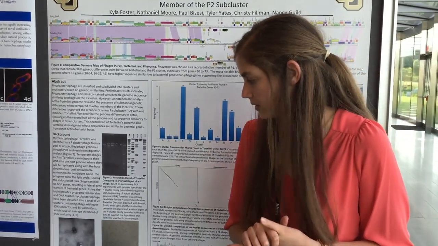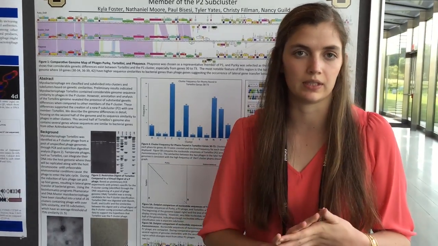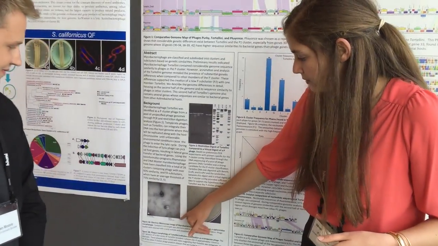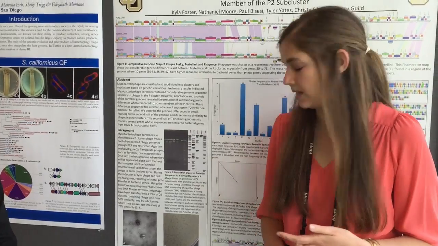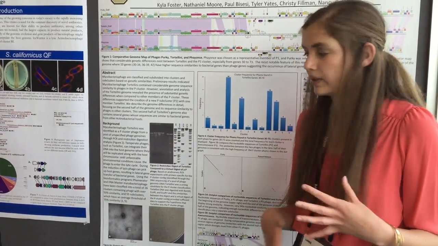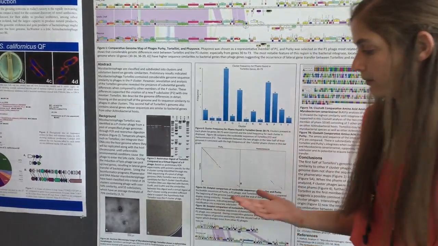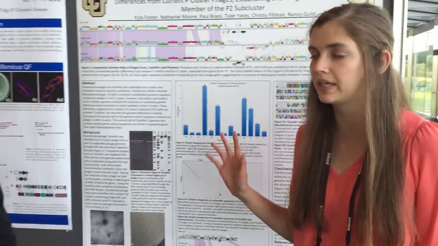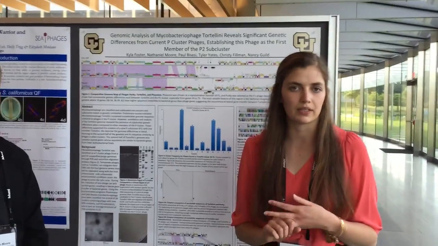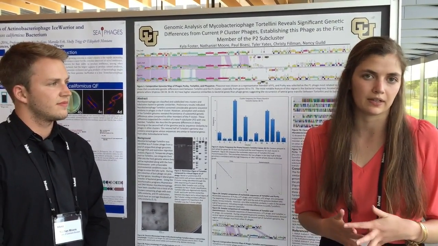So once we had established that tortellini was in the P cluster, we looked more into its physical characteristics to see if they matched with the P cluster. In figure 3A, we have the electron micrograph of tortellini, which shows the Siphoviridae morphotype. And figure 3B shows the plaque morphology of tortellini, which had turbid, cloudy plaques, which indicated to us that it was a temperate phage. And actually later, when we did some bioinformatic analysis of tortellini, we found that in this region there are several genes, such as an integrase, an antirepressor, and a Cro/CI protein, that are also typical of the lysogenic life cycle.